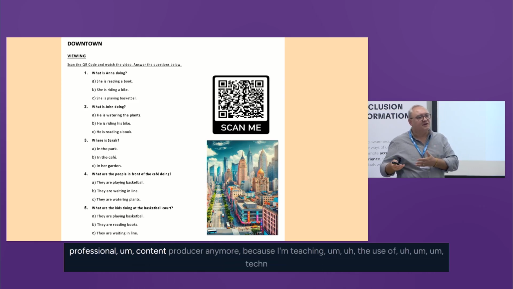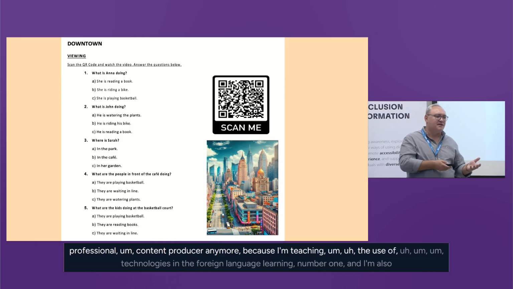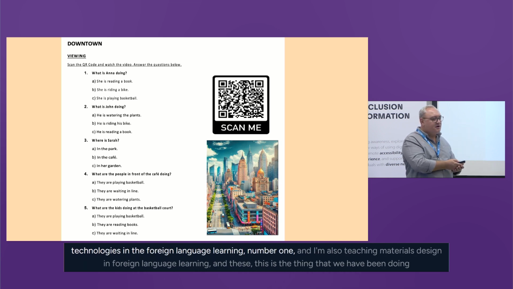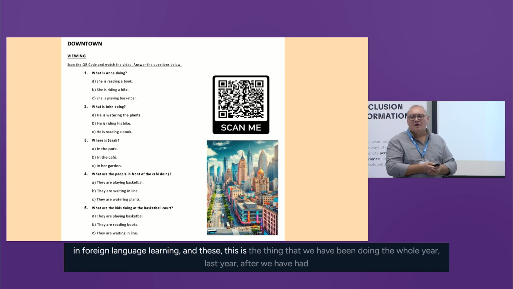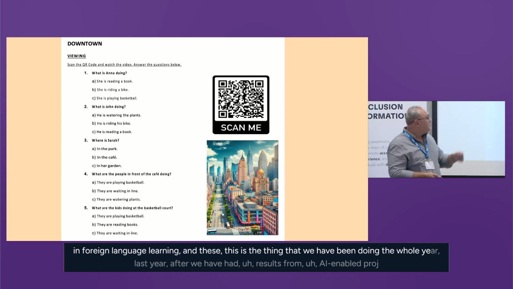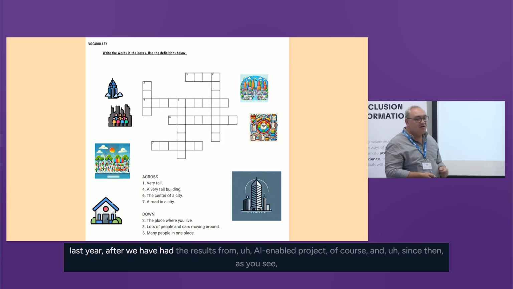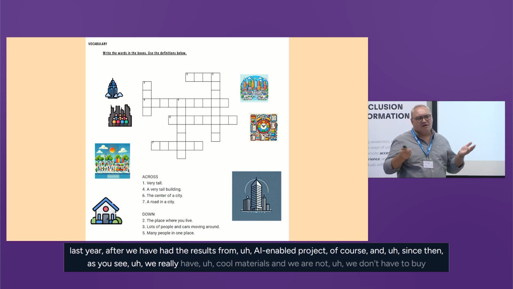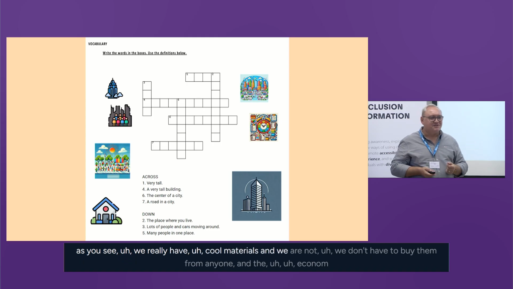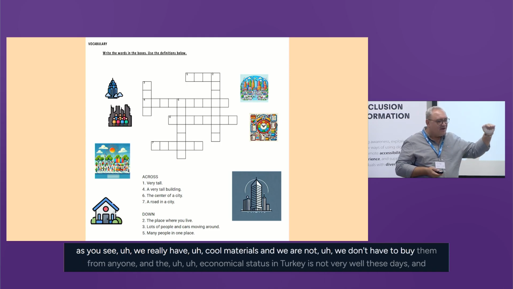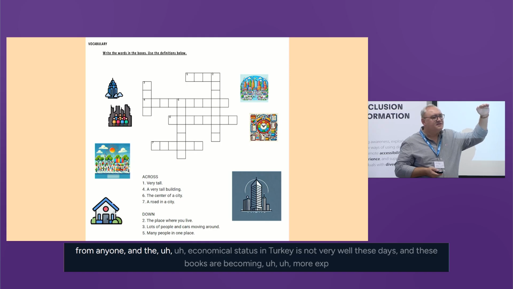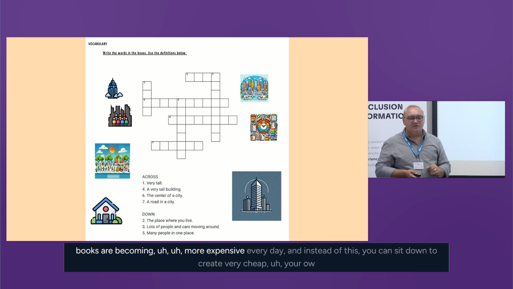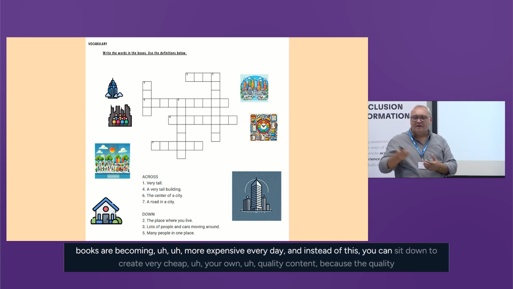technologies in foreign language learning, number one, and I'm also teaching materials design in foreign language learning. This is what we have been doing the whole of last year, after we had the results from the AI-enabled project, of course. And since then, as you're seeing, we really have cool materials, and we don't have to buy them from anyone. The economic situation in Turkey is not very good these days, and these books are becoming more expensive every day. Instead of this, you can sit down and create your own quality content very cheaply, because the quality is assured by the AI as well.